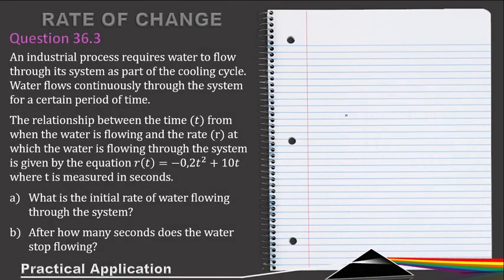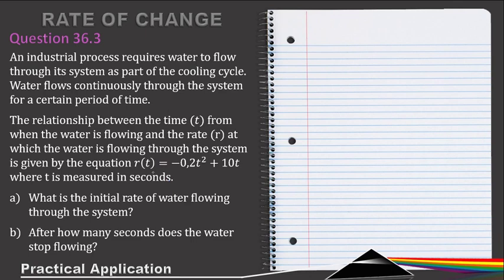So question 36.3. An industrial process requires water to flow through its system as part of the cooling cycle. Water flows continuously through the system for a certain period of time. The relationship between the time from when the water is flowing and the rate at which the water is flowing through the system is given by this equation, where t is measured in seconds. All right, so this is the rate. What is the initial rate of water flowing through the system?